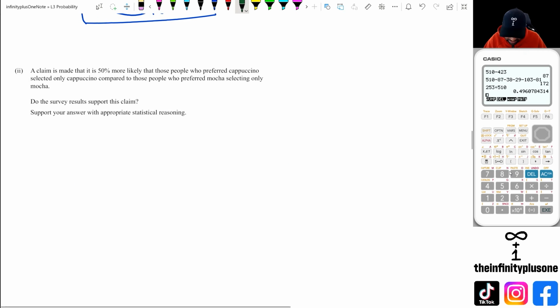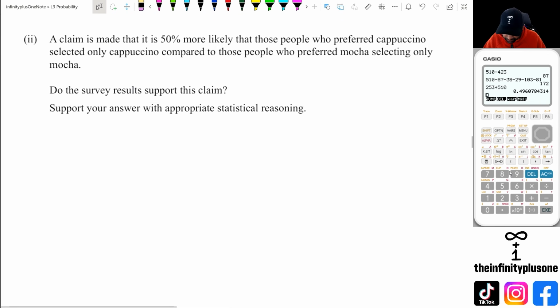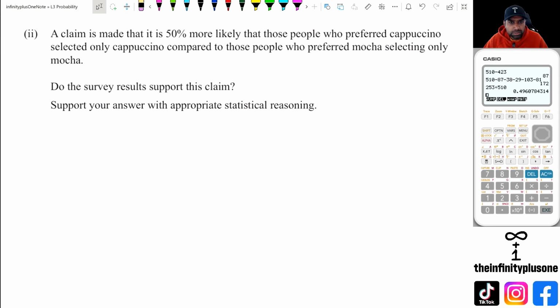So the next question says that this is what the next question is. So we've got a claim. Basically, we've got to look at relative risk here. So who preferred cappuccino selected only cappuccino. Okay, so what we've got is probability of cappuccino only given that they preferred cappuccino, and on the other side we've got probability of mocha only given that they preferred mocha.